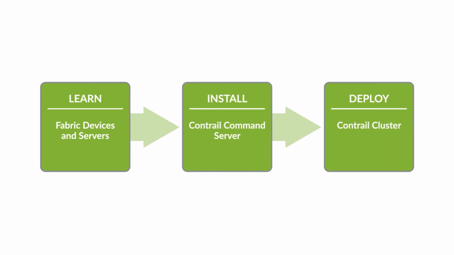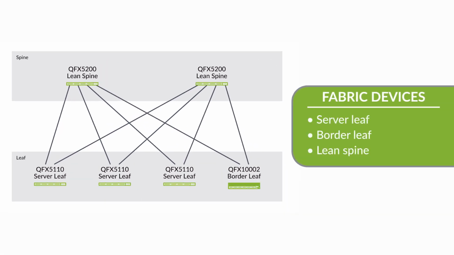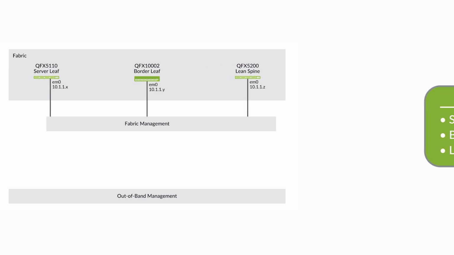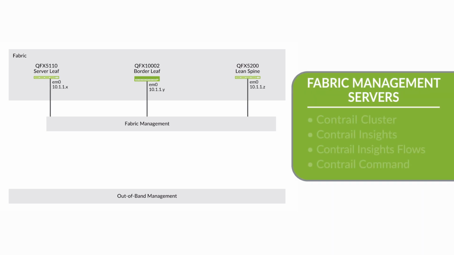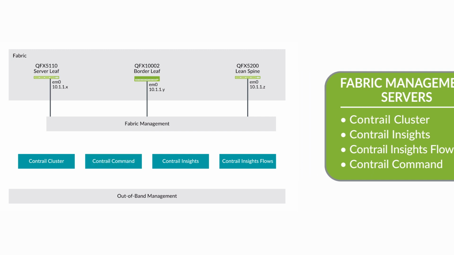First, let's get familiar with the devices included in the installation. In a typical data center fabric, you'll deploy several spine and leaf devices, as shown on the screen. However, for this video, we'll represent each of the major fabric device types with a single device: one server leaf, one border leaf, and one lean spine. The reason for this approach is that we want to focus on the servers in the topology: the Contrail cluster server, the Contrail Insights server, the Contrail Insights flows server, and the Contrail Command server.